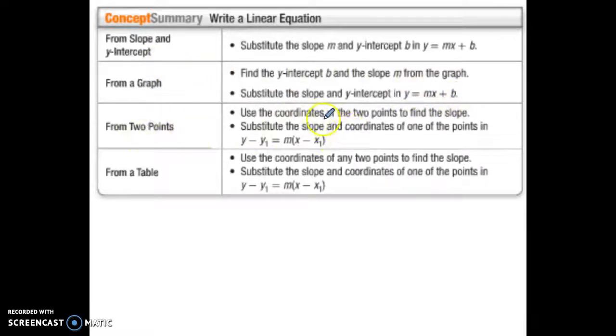And then if you're given 2 points or a table, you use point-slope. So write down this chart. It'll kind of tell you which formula to use for each problem.